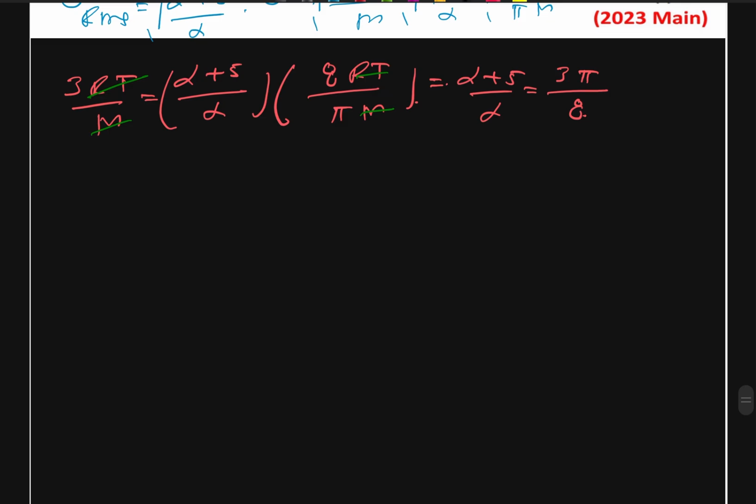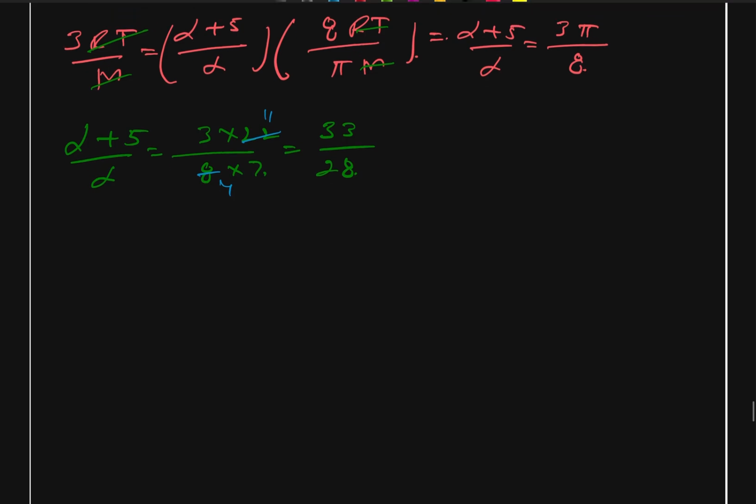and we substitute the value of pi, which is given to us as 22/7. Therefore we get alpha plus 5 upon alpha is equal to 3 multiplied by 22 upon 8 multiplied by 7. So this goes by 11 and this goes by 4, which gives us 33 upon 28.